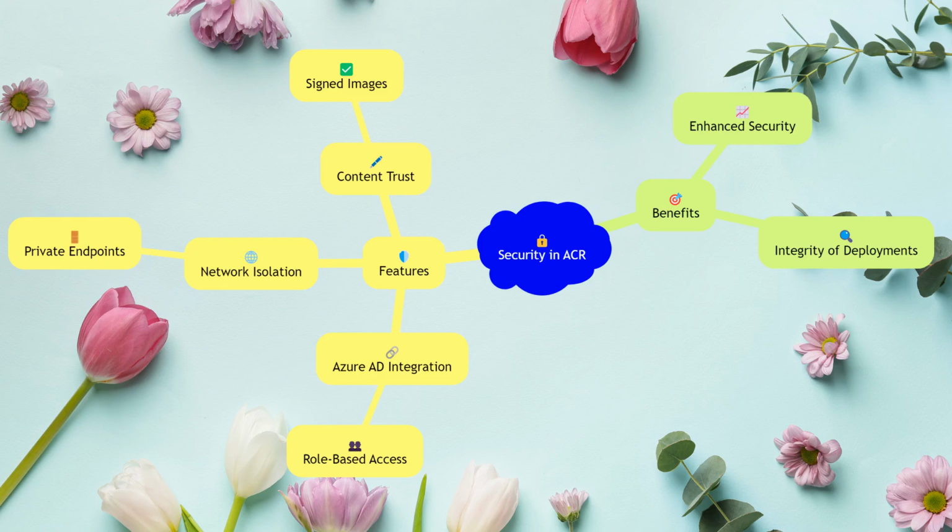Security is paramount when managing container registries. ACR provides several features to enhance security, including Azure AD integration, network isolation, and content trust. You can use Azure AD roles to control access to your registry and enable private endpoints to restrict network access. Content trust ensures that only signed images are pulled from the registry, enhancing the integrity of your deployments.